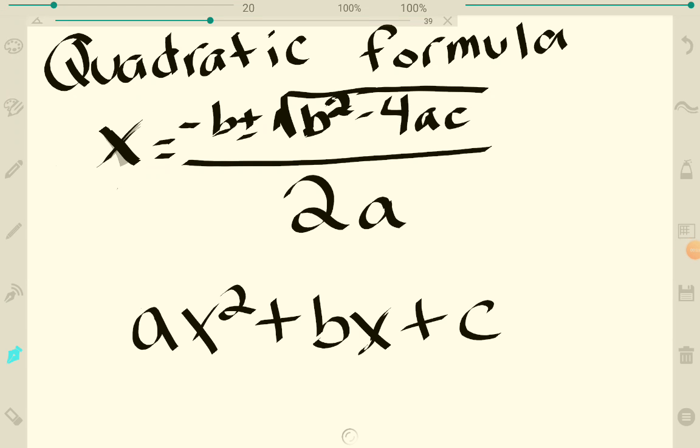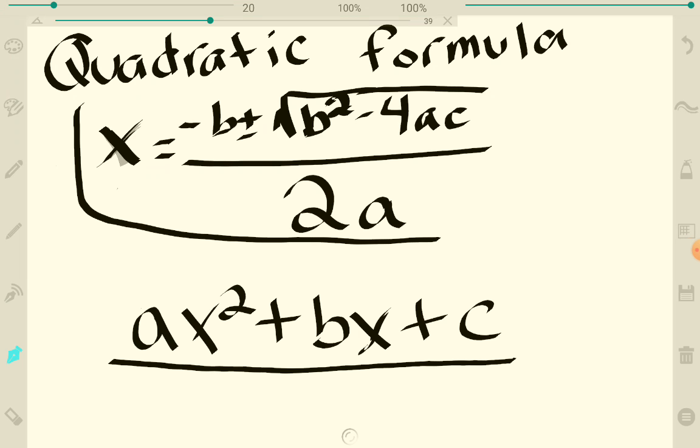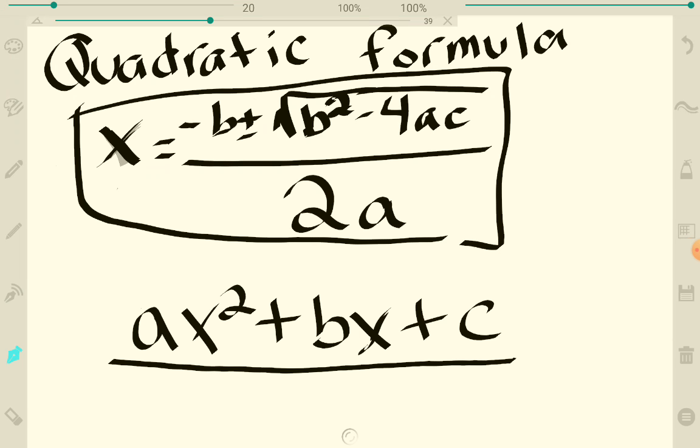The quadratic formula is a way to check your work for problems that need to be factored. And this right here at the bottom is the quadratic formula equation, and this right here is the formula itself. So let's get right into it.